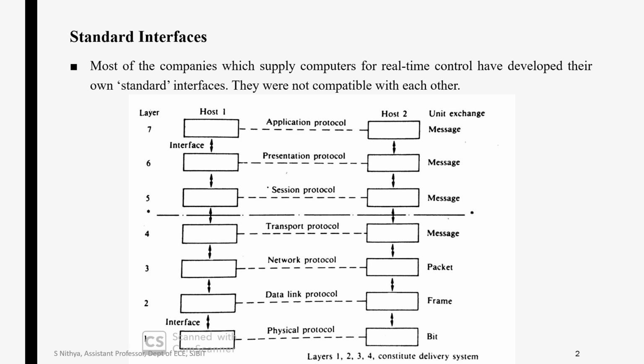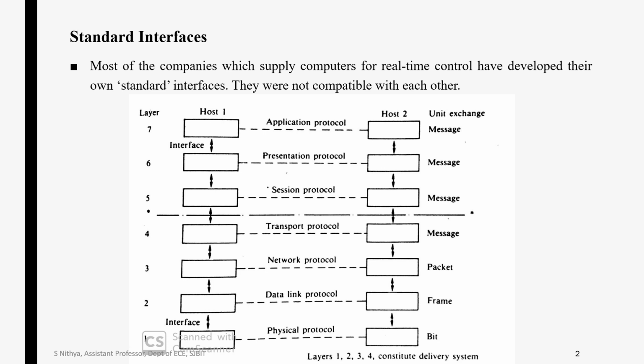So here, one of the common interfacing models used is the OSI model. In this there are 7 layers. The 7 layers are the physical layer, data link layer, network layer, transport layer, session layer, presentation layer and application layer. So these are the 7 layers.